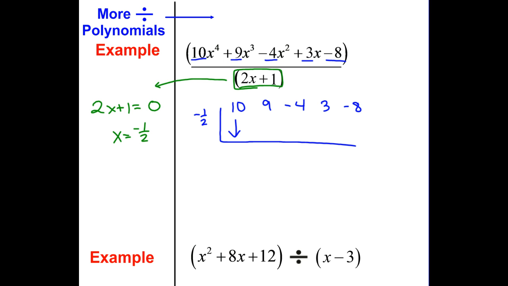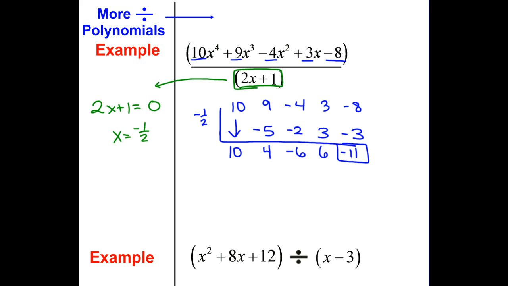Start out by bringing down our 10. Now we're going to multiply it by negative 1/2, so we'll get negative 5. 9 plus negative 5 is 4. Negative 1/2 times 4 is negative 2. Negative 4 plus negative 2 is negative 6. Negative 1/2 times negative 6 is a positive 3. Add those up. Then negative 1/2 times 6 is negative 3. Add negative 8 plus negative 3 and we get negative 11. Now again, that's our remainder.